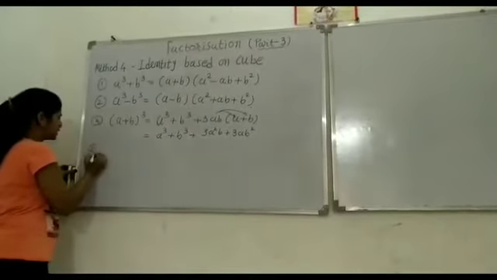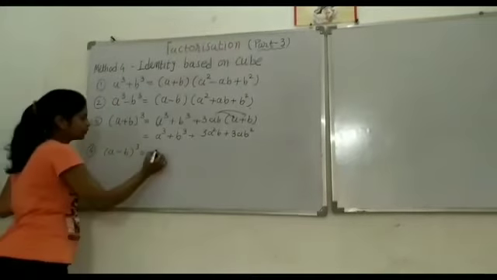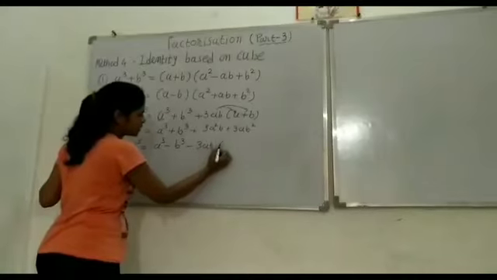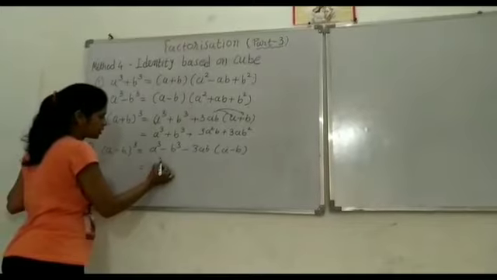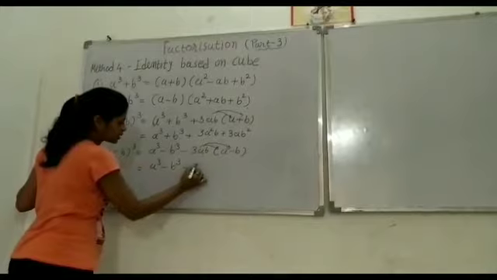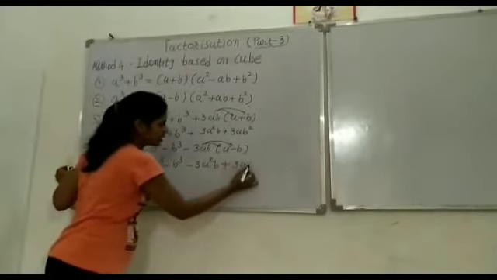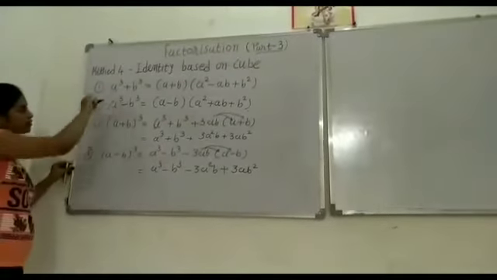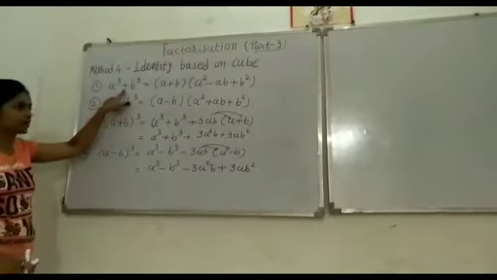Now the fourth identity is a minus b whole cube, which is equal to a cube minus b cube minus 3ab in bracket a minus b. You can write this identity this way also: a cube minus b cube, multiplying the inner side, minus 3a square b, and minus minus becomes plus, 3ab square.